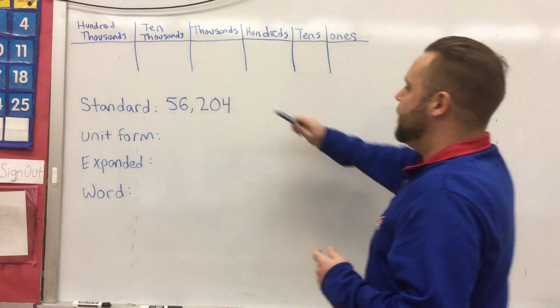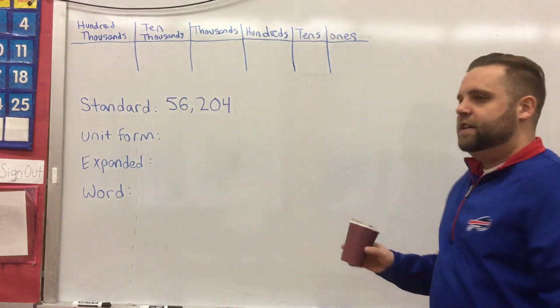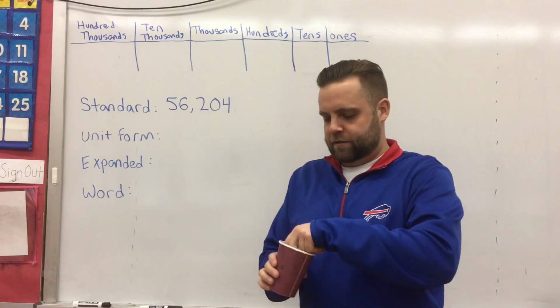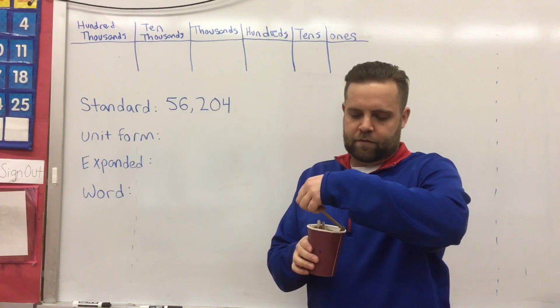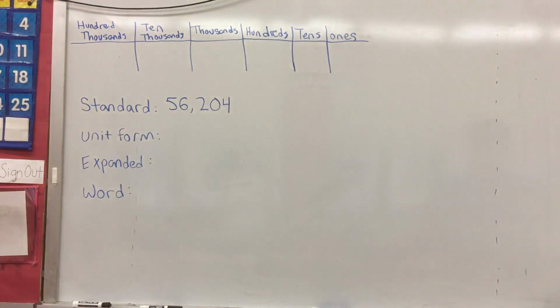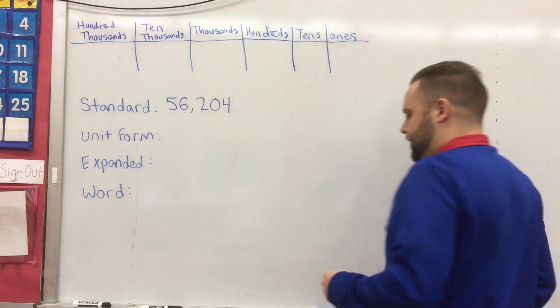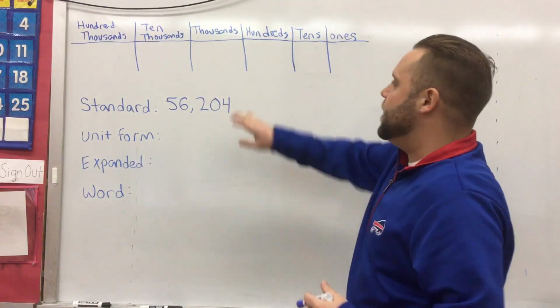Okay. So our first number, who can read me that number? Giovanni, go ahead. 56,204. Very good, Gio. Okay. So that's our number in standard form.